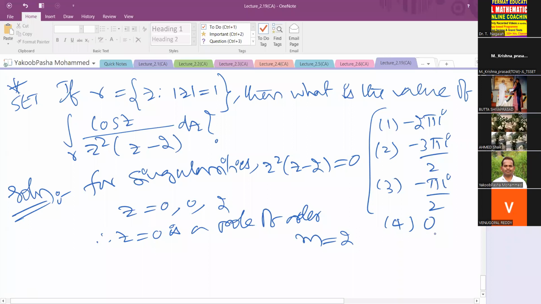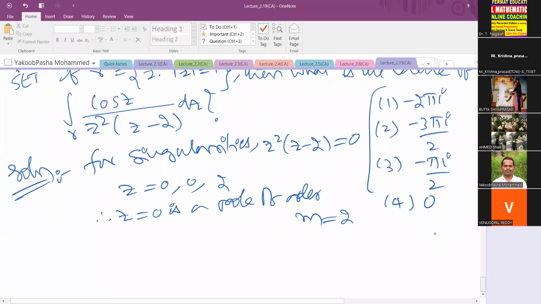When it is a pole of order m is equal to 2, z equal to 0 is inside C, inside the circle C, because it is a circle of radius 1 unit. So 0 is inside C. z is equal to 2 is outside. So we have to calculate the residue at z is equal to 0 only.